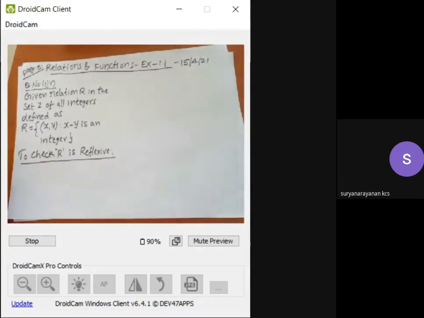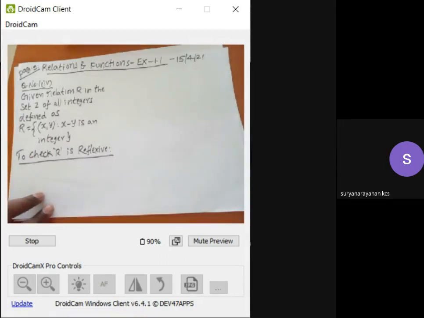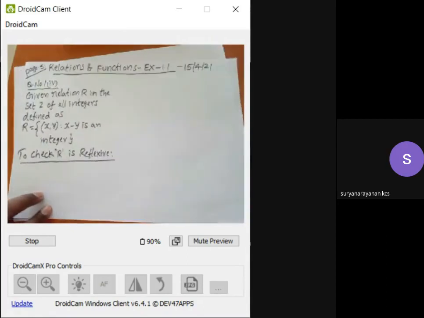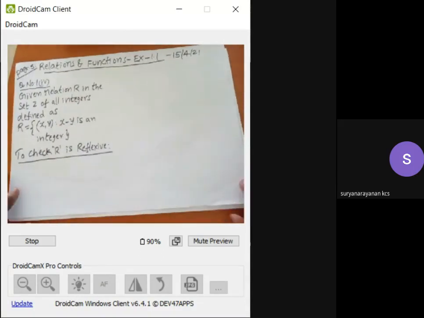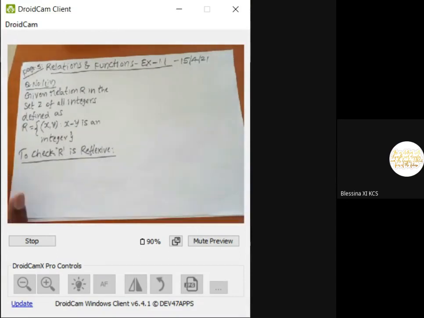Now let us check whether this relation is reflexive or not. Tell me the definition of a reflexive relation. Ayush, listen carefully. Blessina, tell me the definition of a reflexive relation. Sir, (x, x) should be there, sir. Tell me the definition. Twin of the number should be there, sir. Twins should be there. Okay.